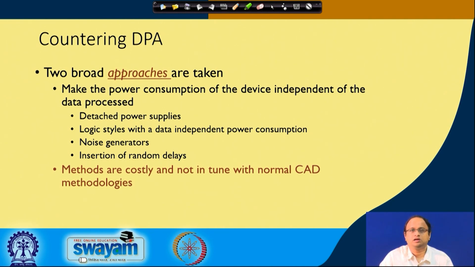non-uniform power consumption, which would still be dependent upon the underlying data. Therefore, these techniques are often costly and at the same time do not give us end-to-end security. More importantly, these methods are not amenable to our CAD methodologies, and therefore the designer, in the very first place, cannot develop his or her design with suitable countermeasures.